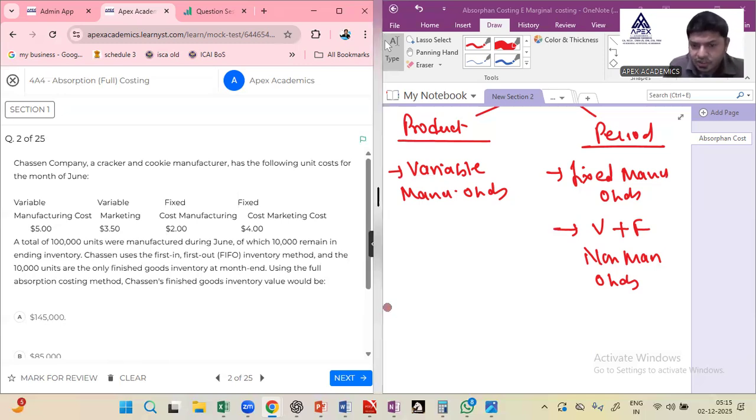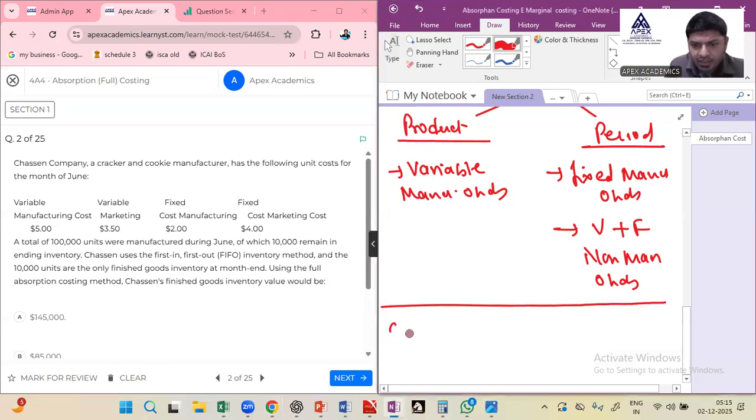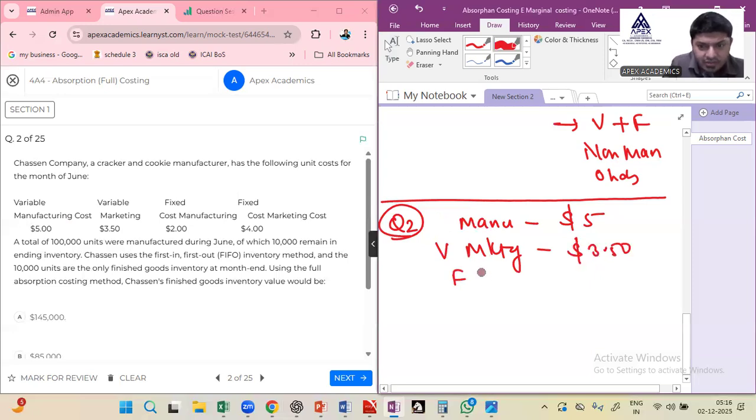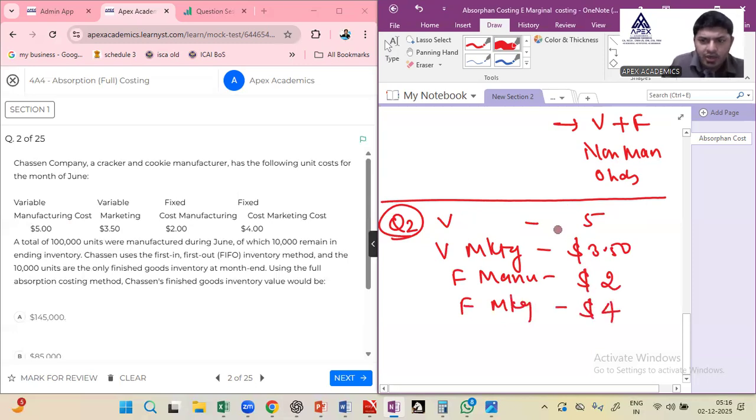Let's do one thing. Let's put this down. Now we are looking at question number 2. Now we have variable manufacturing cost, which is $5. We have variable marketing cost, which is $3.50. We have fixed manufacturing cost, which is $2, and we have fixed marketing cost, which is $4. Now let us see what happens in the question ahead.